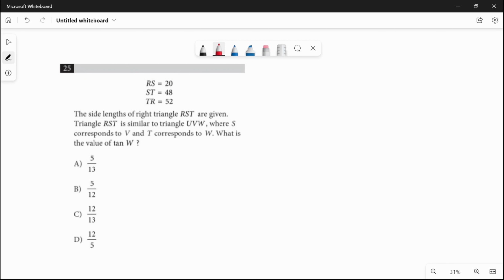Question number 25. The side lengths of right triangle RST are given. Triangle RST is similar to triangle UVW, where S corresponds to V and T corresponds to W. What is the value of tan W? So first, let's draw this triangle. The hypotenuse is the longest side, which is given as 52, which is line TR. And this is S, and this is T, ST. ST is equal to 48, and SR is equal to 20.